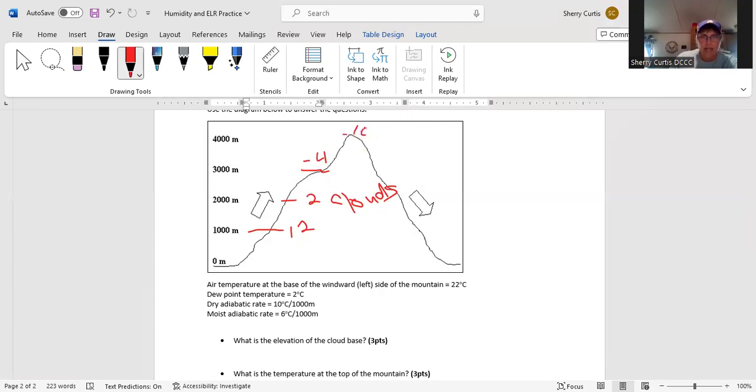Now, as the air gets to the top of the mountain, assume that it has released all of its moisture and it's dry, so you will warm up by 10 degrees going down the entire way, and so you'd be back to 30 at the base.